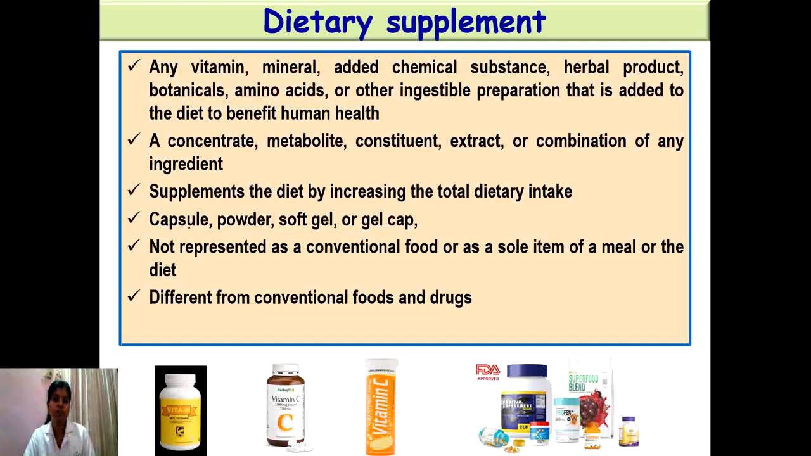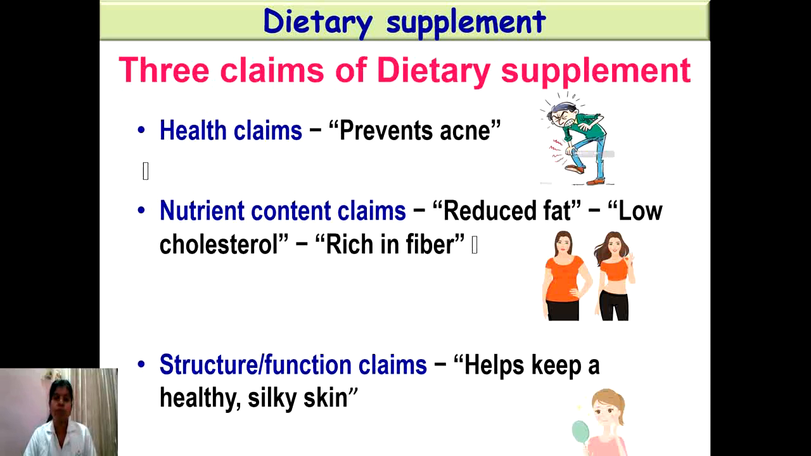So it is different from conventional foods and drugs. The industries claim dietary supplements under three claims: one is health claim, one is nutrient content claims, and another one is structure and function claims. The dietary supplements which cure some pain, which relieve some symptoms of some diseases, come under health claims. If dietary supplements reduce certain nutrients or increase certain nutrients in our body, it comes under nutrient content claims.